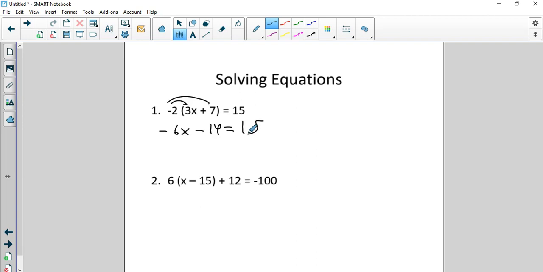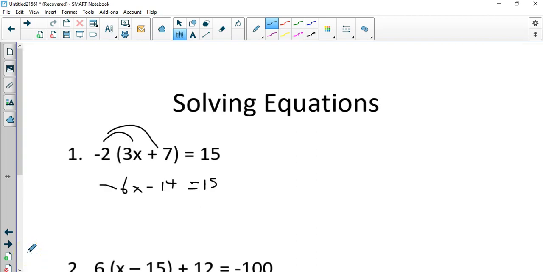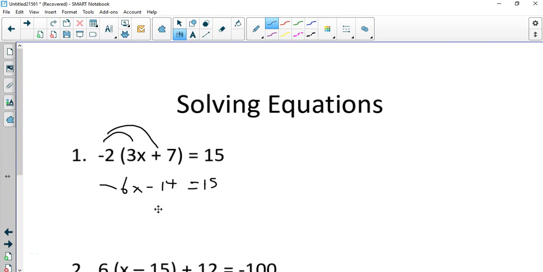Now, we're right back to the same two-step problem we had before. Remember, PEMDAS became SADMEP. So with SADMEP, instead of multiplication then subtraction, we are undoing the subtraction part right here, by adding 14 to both sides.